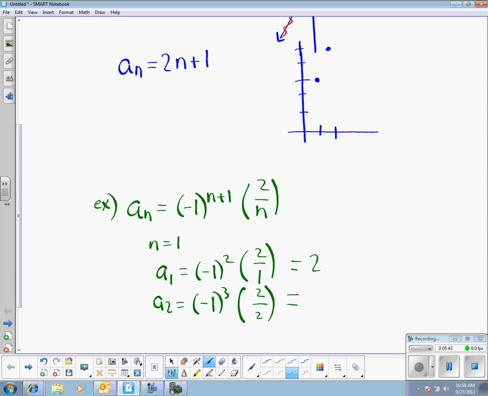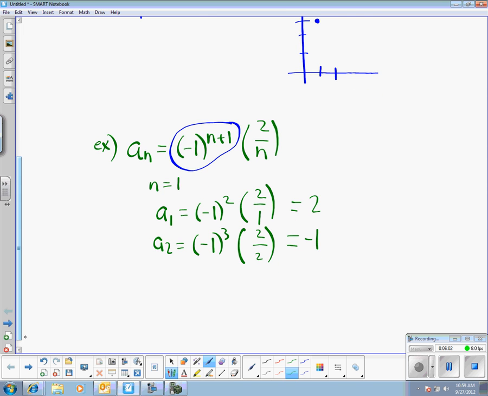So that negative 1 to the third makes it negative. This part of the expression right here does nothing but make your terms alternate sign from plus to minus. It doesn't affect their magnitude or how big they are. It only makes them plus or minus. And once you know the pattern is plus, minus, you can just keep switching that over.